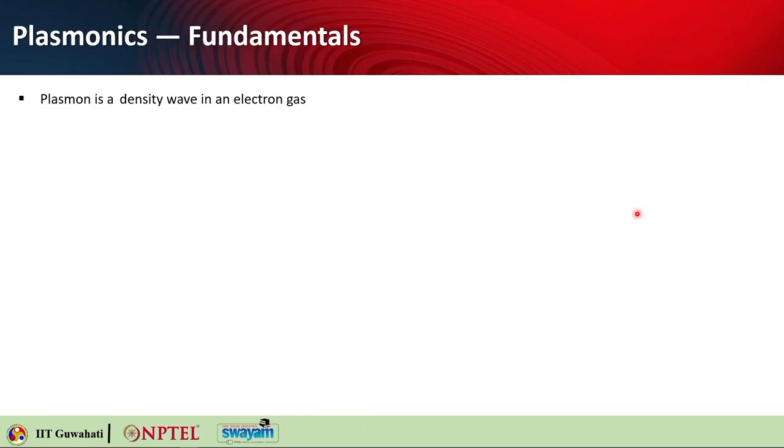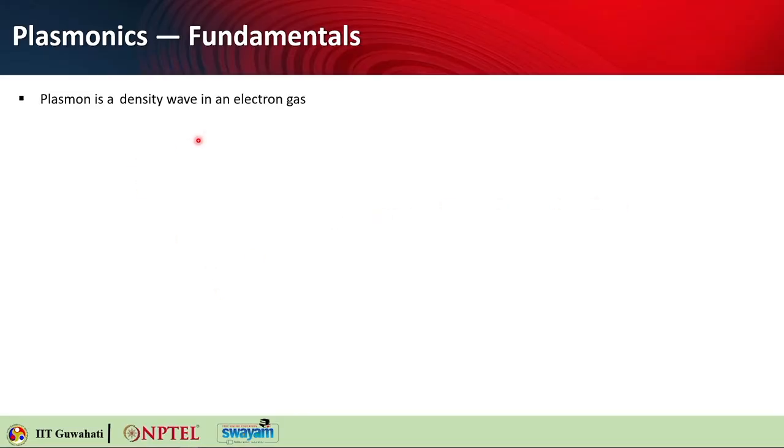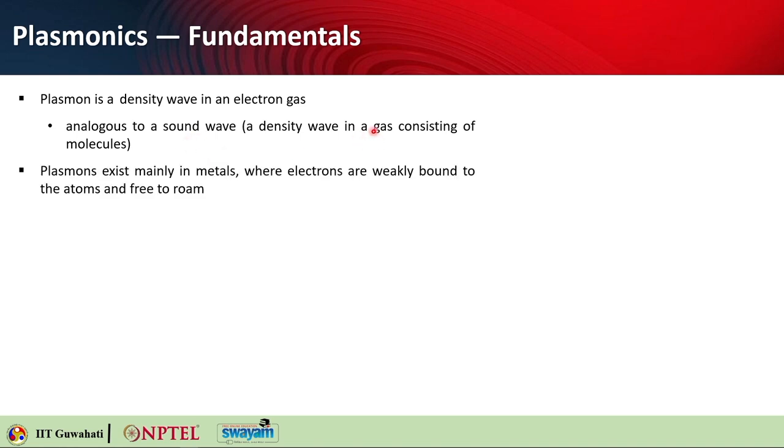So I have taken the name of plasmon several times while talking about plasmonics. Let's try to understand what a plasmon is. A plasmon is basically a density wave in an electron gas. If you try to imagine a density wave, you can think of a sound wave, which is basically a density wave in a gas consisting of molecules. Where do plasmons exist? They exist mainly in metals where there is an abundance of electrons, and the electrons are weakly bound to the atoms and they can freely roam around.